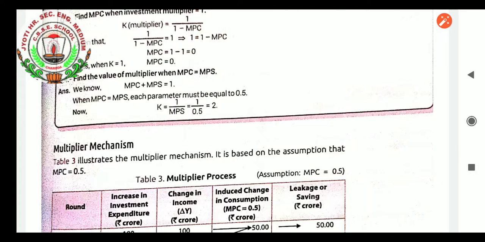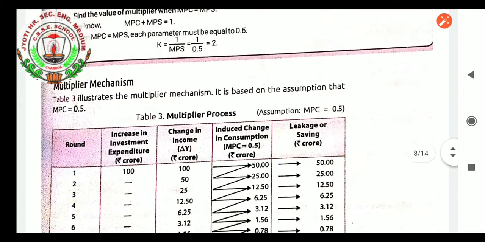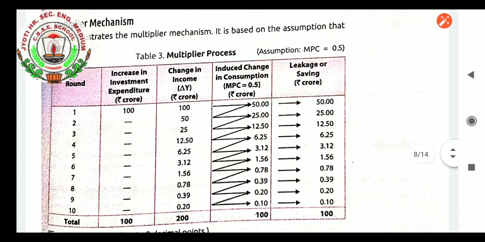Multiplier mechanism. Table 3 illustrates the multiplier mechanism. It is based on the assumption that MPC equals 0.5. The multiplier process has rounds 1, 2, 3, 4 and so on. Increase in investment expenditure in rupees crore. Change in income, delta Y, in rupees crore. Induced change in consumption, that is MPC equals 0.5, in rupees crore. Leakage or saving in rupees crore. All the data is already given to you.